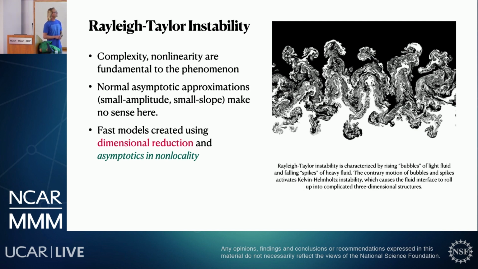And then in addition, the resulting system when obtained is still the Euler equation in some sense, and it's still too complicated. And so we introduced a new method that we call asymptotic approximations in the non-locality. So usually when you think of classical asymptotic theories for, say, water waves, they're usually small.